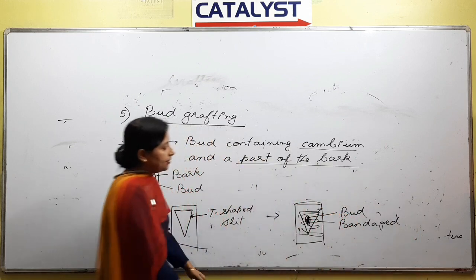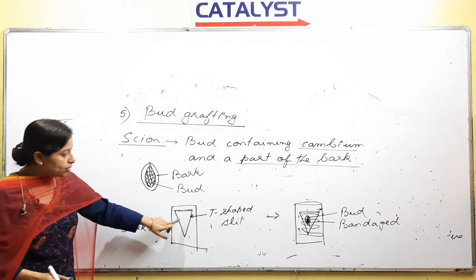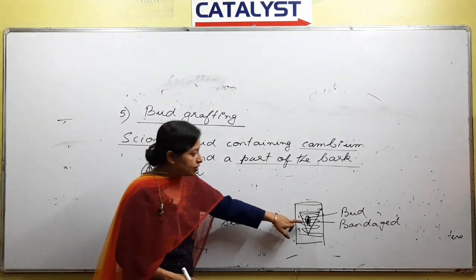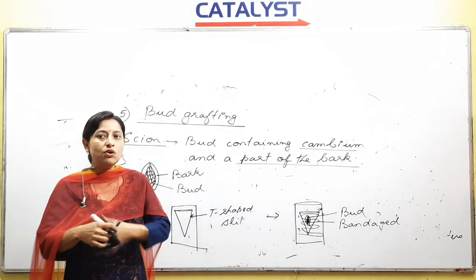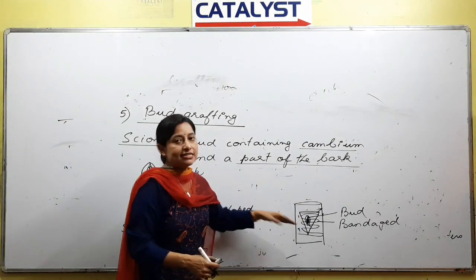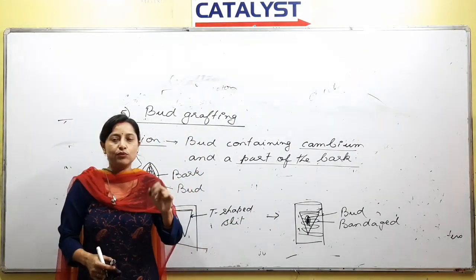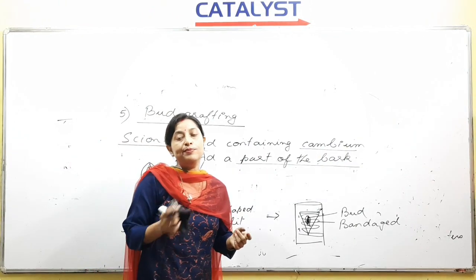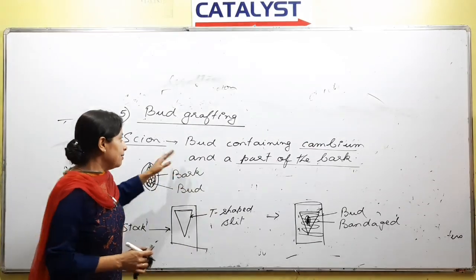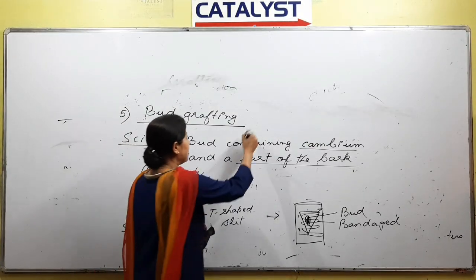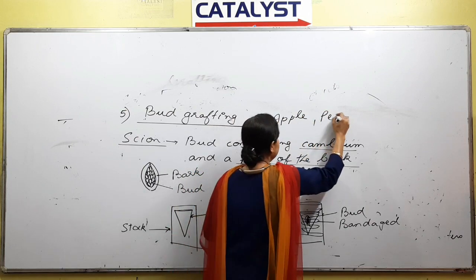right? So we take the scion, we put it in the stock. In the stock, first we make a slit, and inside the slit we insert the bud. And so that the bud remains in the same position, we bandage it. If you keep this for some time, around 3 to 5 weeks, this bud will start sprouting and a new plant will evolve from that bud. So this is what is called bud grafting. Common examples of bud grafting are apple and peach.